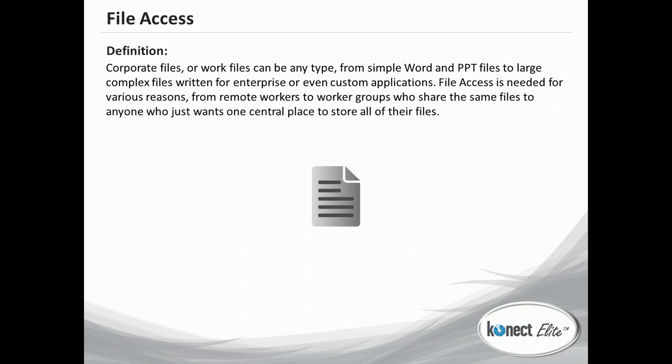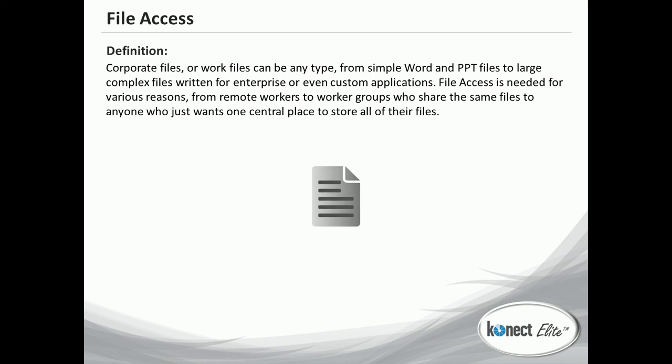Alright, so we've looked at desktops, applications, and VMs, and the various delivery methods used to deploy these resources to workers depending on their work styles. Now let's look at file access. It's exactly what it sounds like, accessing files. For this video, we're talking about corporate files or work files, not personal files. These corporate files could be any type, from simple Word and PowerPoint files to large complex files written for enterprise or even custom applications. Pretty much everyone needs access to files and for various reasons, from remote workers to worker groups who share files to anyone who just wants one place to locate all of their files.